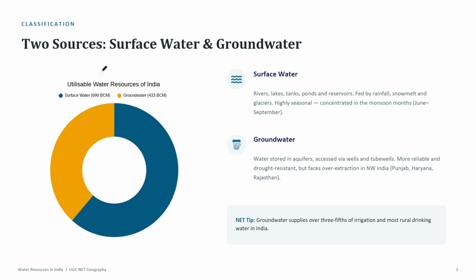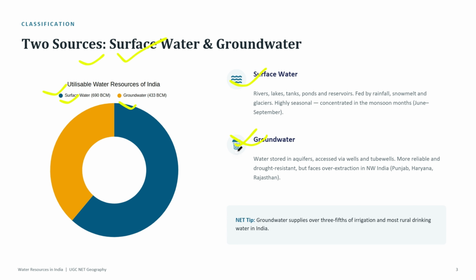Okay, two sources: surface water and groundwater. There are two types of sources of water resources in India. First of all, surface water, and another is groundwater. Utilizable water resources of India: surface water 690 and groundwater 433. Surface water includes rivers, lakes, tanks, ponds and reservoirs, fed by rainfall, snowmelt and glaciers, highly seasonal, concentrated in the monsoon months like June to September.